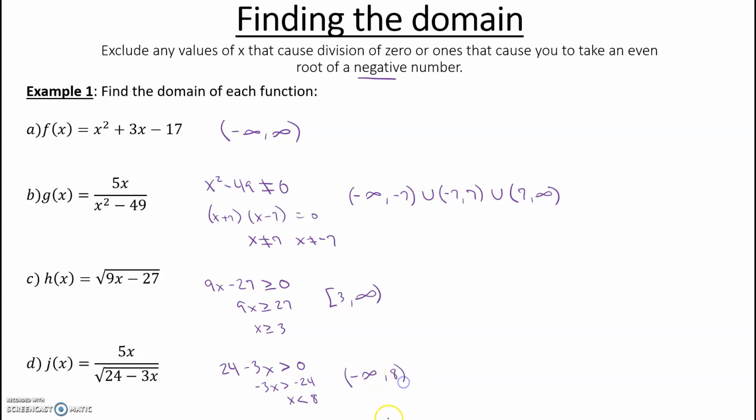And we don't include 8 because, remember, 3 times 8 is 24. 24 minus 24 is 0. We can't have a 0 in the denominator. So we don't want to include 8.